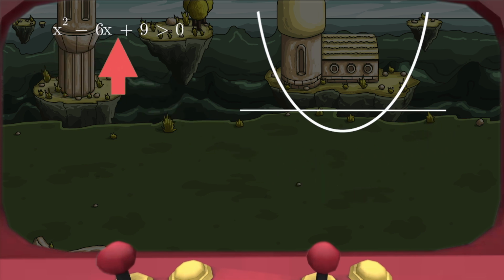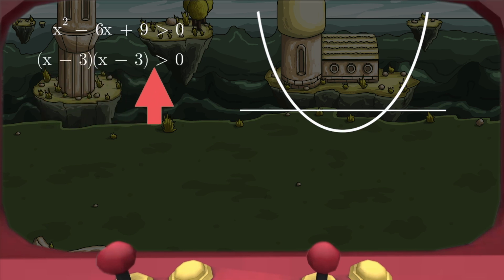Then we factorize this inequality, and we get (x minus 3)(x minus 3) is greater than 0. As you can see, we get two of the same answers, which means that this quadratic expression is a complete square because it gave us two exactly the same brackets. If we rewrite this, we can write it as (x minus 3) squared is greater than 0. If we want to get the critical points, what makes this bracket a 0 is x equal to 3, and what makes this bracket a 0 is x equal to 3. So we've got two exactly the same answers.